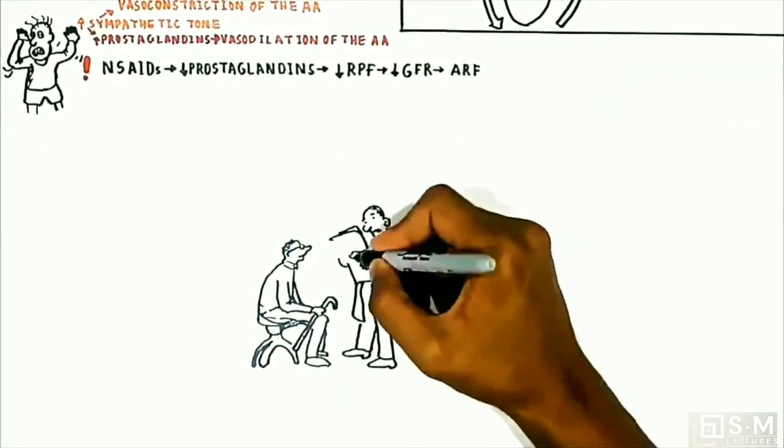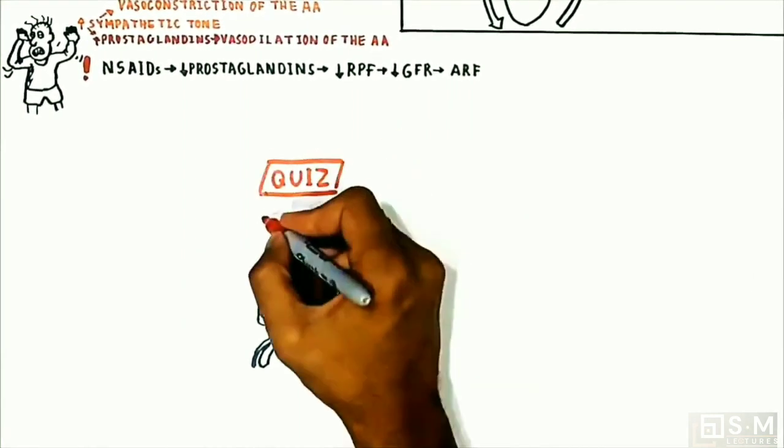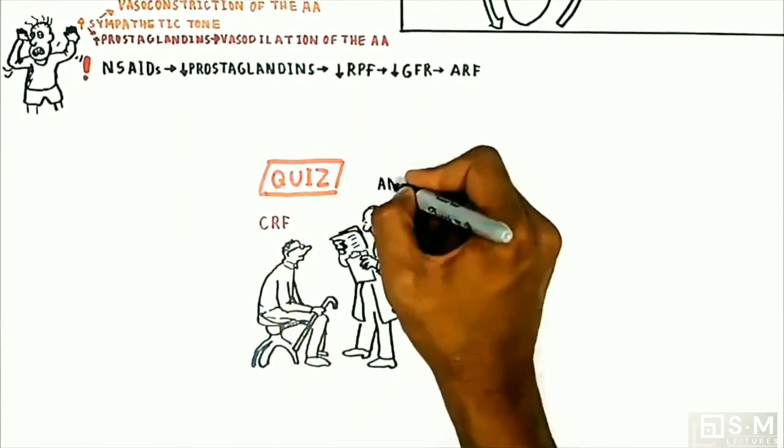And a final question: please explain the reason for the occurrence of anemia in a patient with chronic renal failure.